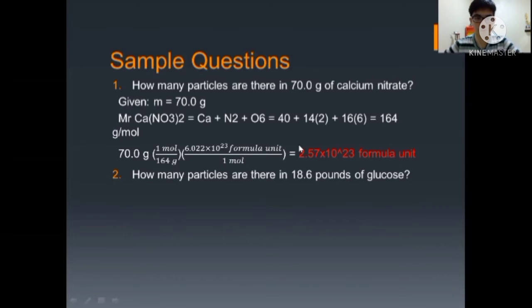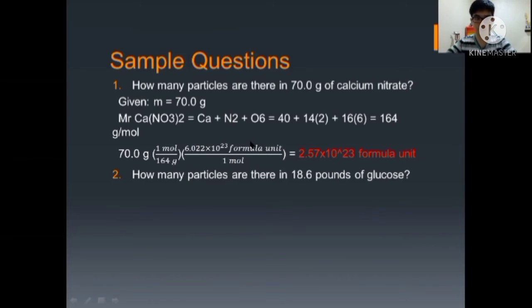Yes, we use formula units because calcium nitrate is an ionic compound, divided by 1 mole, because Avogadro's number says 1 mole is equal to 6.022 times 10 raised to 23. So after that you can cancel this mole, and then you type all of this into your calculator.